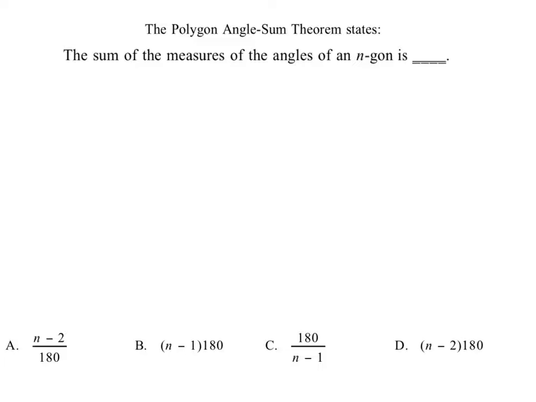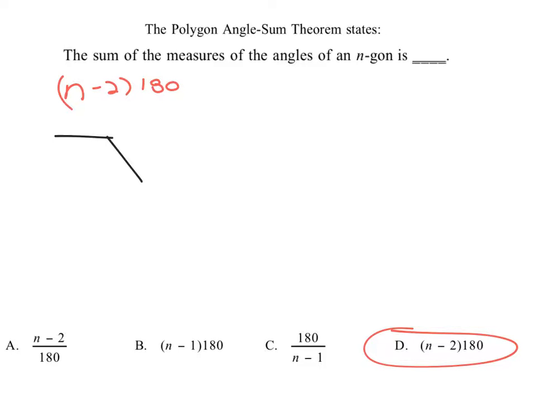Okay, but what's the general formula? Well, the general formula is the number of sides minus 2 times 180, which is D. And before I just cut you loose on that, I want to explain why that's true.